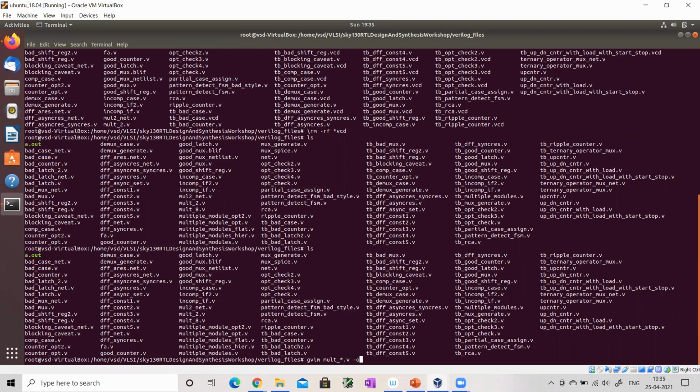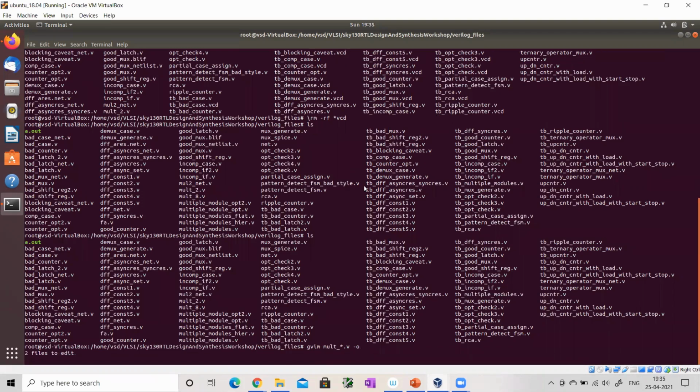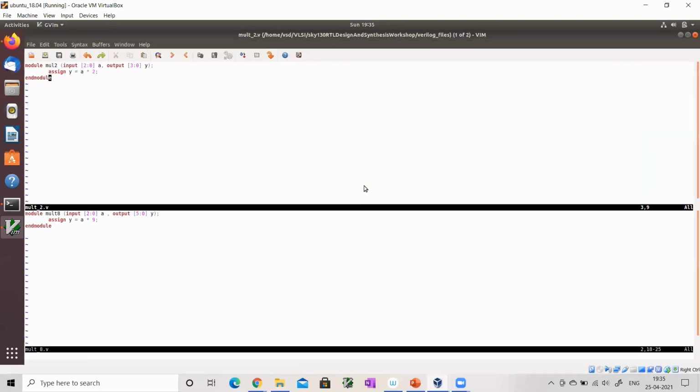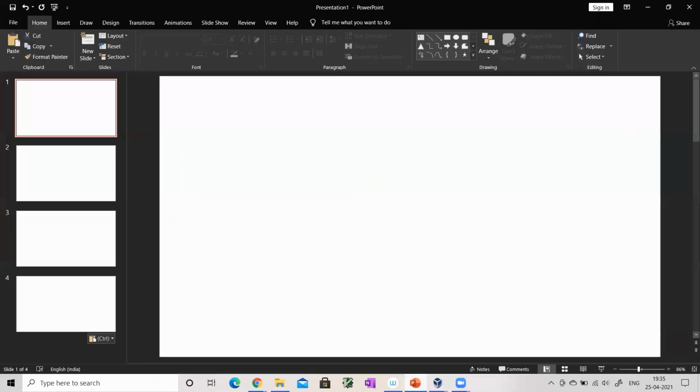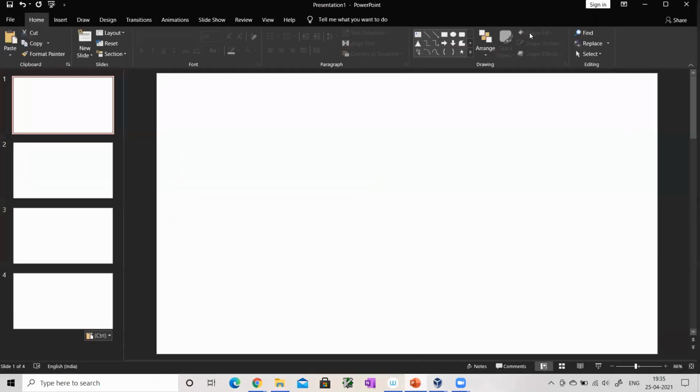The RTL files we are going to use are present in the same folder, Verilog files. These are the two modules we are going to see, mult2 and mult8: mult_2.v and mult_8.v. These are the two RTL files we'll be using for this lab. Let us first try to understand what exactly we are trying to do here.